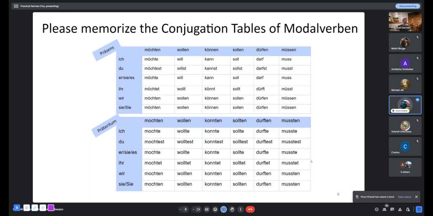Ich möchte, du möchtest, er, sie, es möchte, ihr möchtet, wir möchten, sie möchten. Continue, please. So the screen went off. Okay, I think you have some issues with your laptop, I guess. Anyone else wants to read, please? Yes, please. Yeah, Vaishali, you can start.